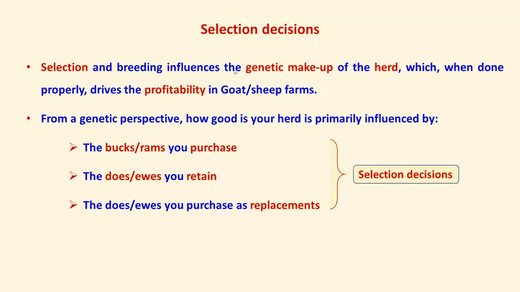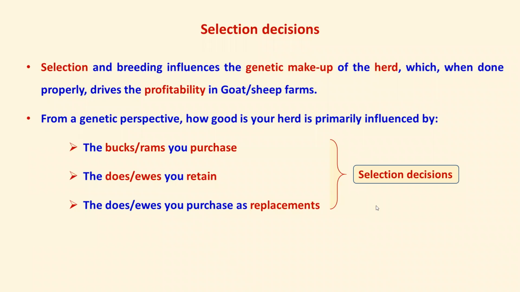There are some selection objectives, or breeding objectives, at the first place, which are traits like milk trait and meat trait which we want to improve. Now we will do subsequent generations of selection to improve those traits generation by generation. As a result, the genetic makeup of the whole herd will get better, and as a result, the profitability of the sheep and goat farm will also be increased.